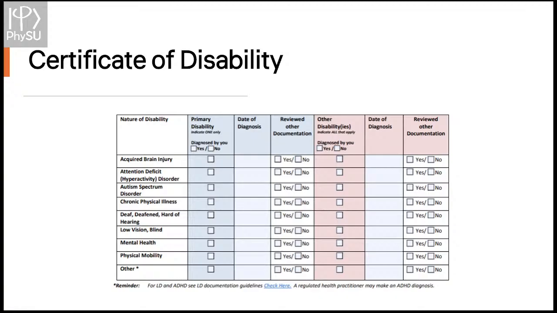Otherwise, if you suffer from a physical illness, there are options for that. For example, if you suffer from chronic pain, or a physical mobility issue due to a temporary injury, then there are options for that as well. And if you have something that does not fall into any of these categories, there is also an option for that. So that is pretty important.